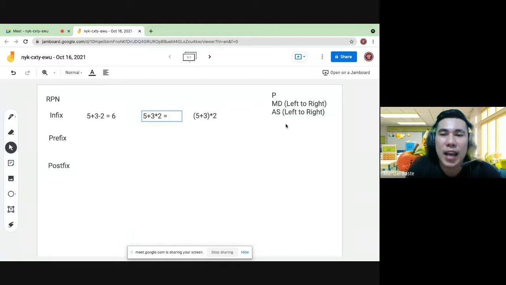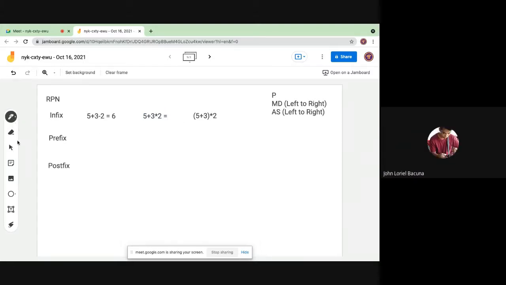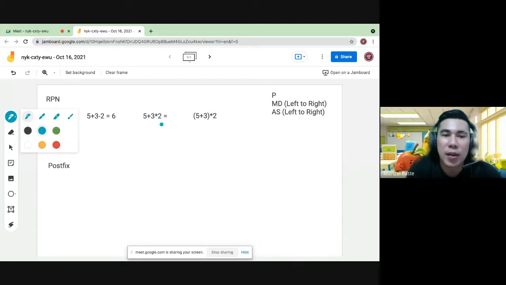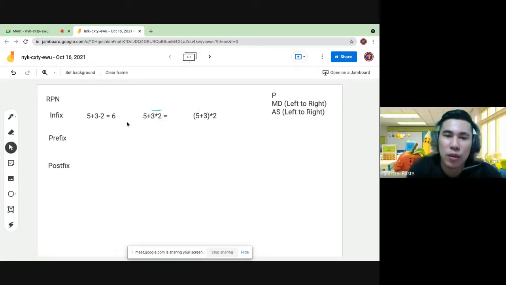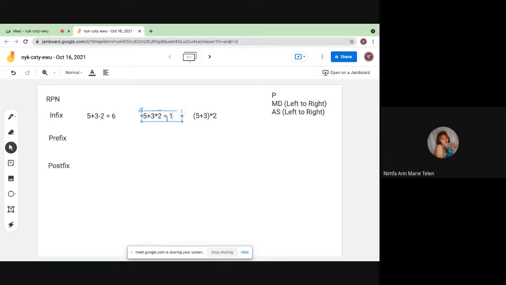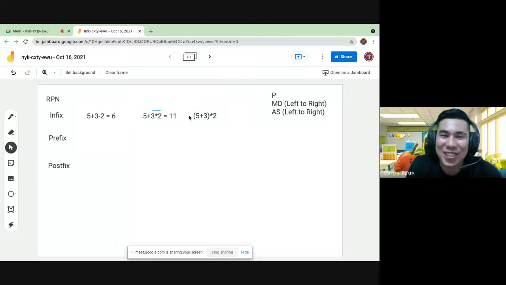When it is mixed, who has the higher precedence? Multiplication. Okay, the higher precedence here is the 3 and 2. So what will we do there? 3 times 2. You evaluate 3 times 2 first, which is 6. So 3 times 2, 6, plus 5, 11. Okay? So how about this one?